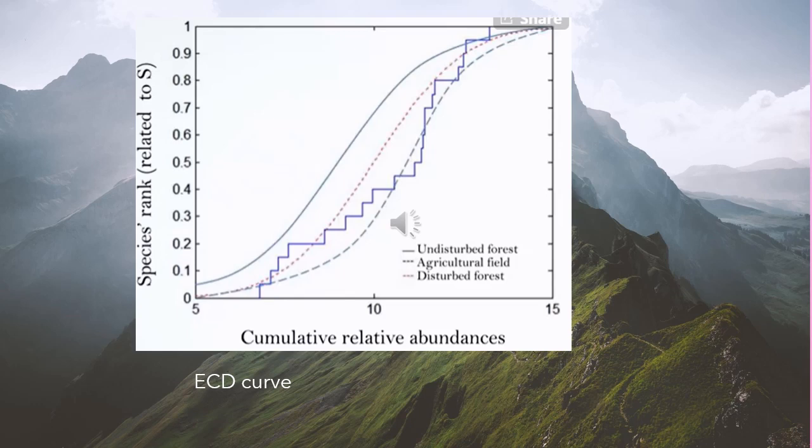If compared to the undisturbed forest, you will see that this is the agricultural field. The intermediate part is parallel to the y-axis. Moreover, the undisturbed forest is the left low part that is higher than the other two groups. This means that the number of rare species in the undisturbed forest is higher than in the other two.